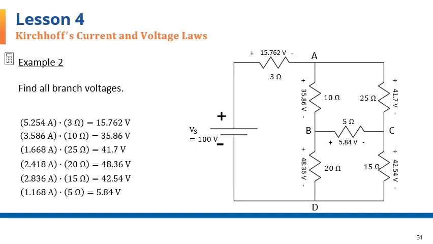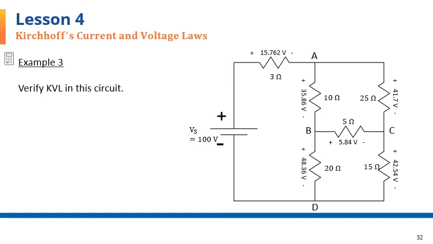In the next example, we'll verify the KVL for some loops in this circuit. I'll pick a loop randomly. Let me take this smallest one in the clockwise direction. Again, that's just my preference. You can use counterclockwise direction if you want. I'm going to use the sigma V drop equals sigma V rise form of the KVL.